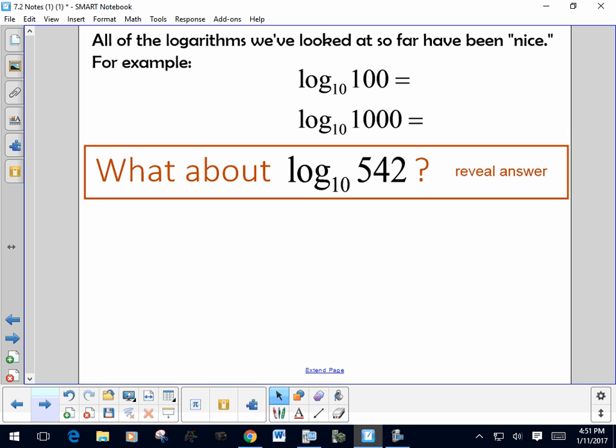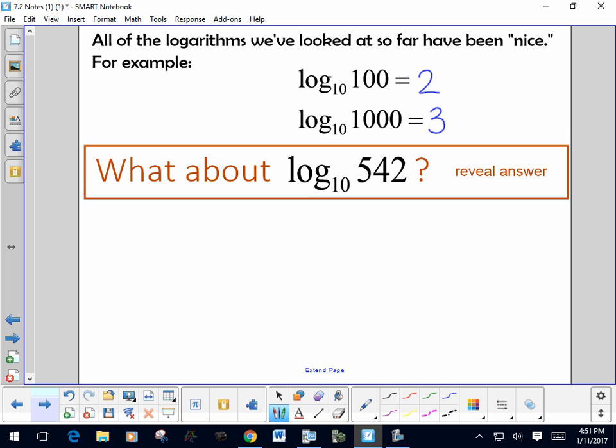All of the logarithms we've looked at so far have been sort of nice ones that we could maybe figure out in our head, like log base 10 of 100. So we're thinking what power of 10 is 100, and hopefully you know that would be 10 squared, second power. And log base 10 of 1,000, we're thinking what power of 10 is 1,000? That would be power 3. 10 to the third power is 1,000.